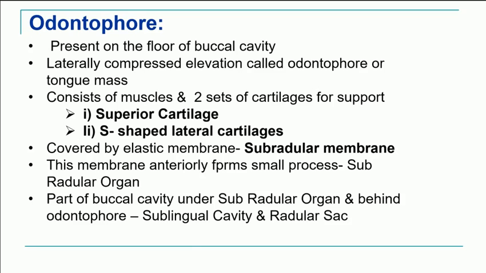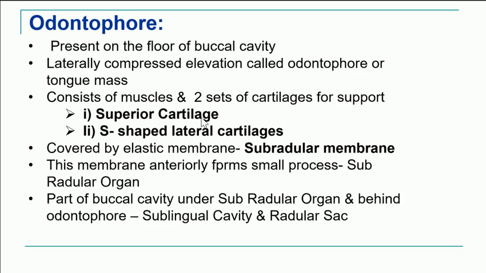Okay, now we move on to the next part of the buccal cavity. On the floor of the buccal cavity, there is a large laterally compressed elevation which is called the odontophore, and we also refer to it as a tongue mass because it acts like a tongue. Like we have a tongue which is used for grinding, a similar purpose is served here by the odontophore. Now this odontophore consists of two sets of cartilages and muscles which give support to it.